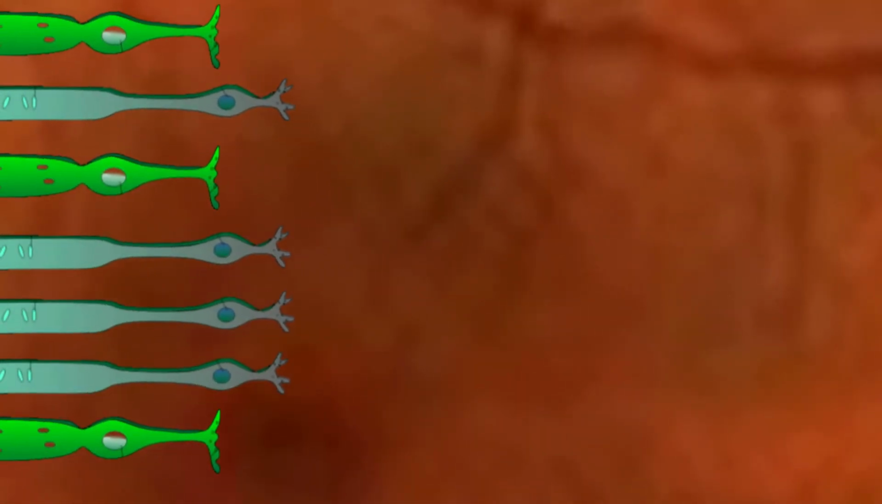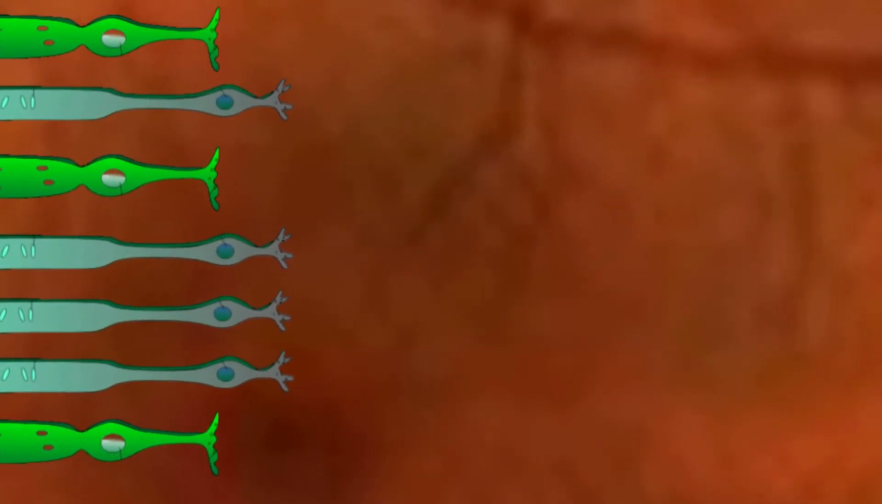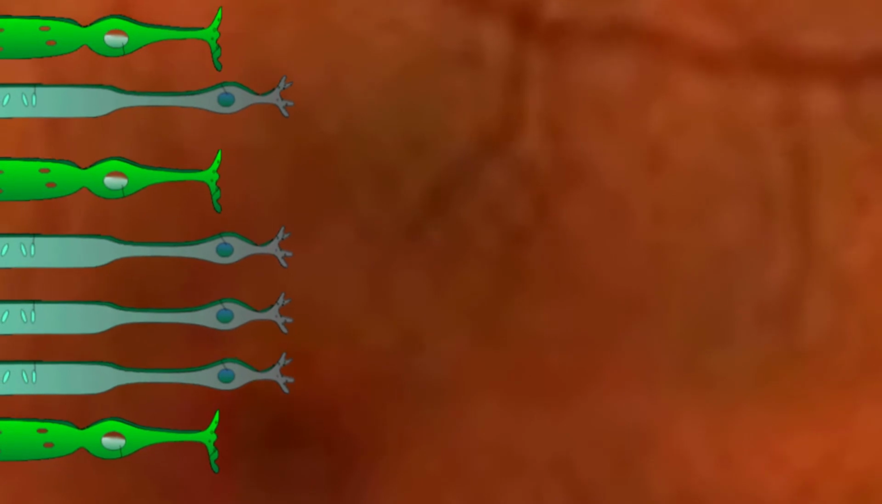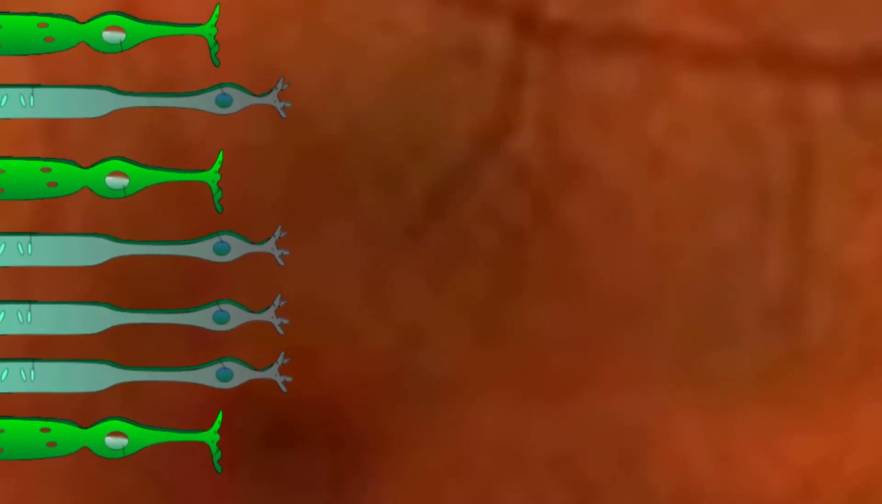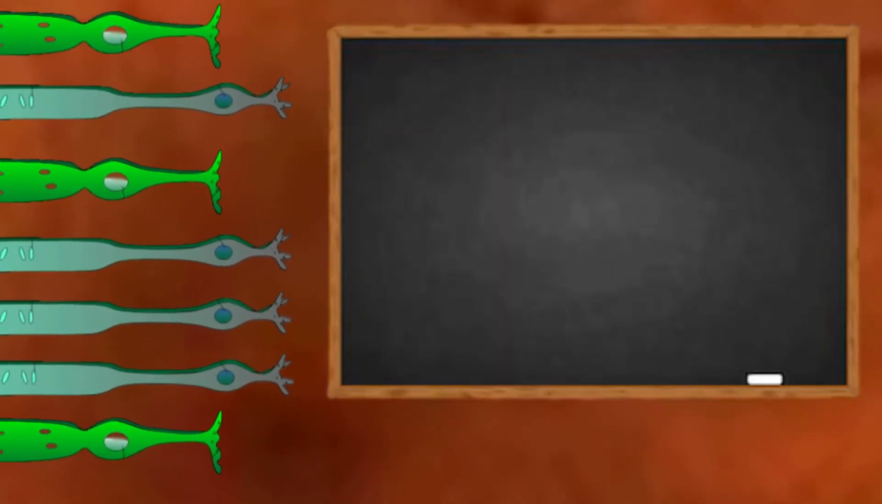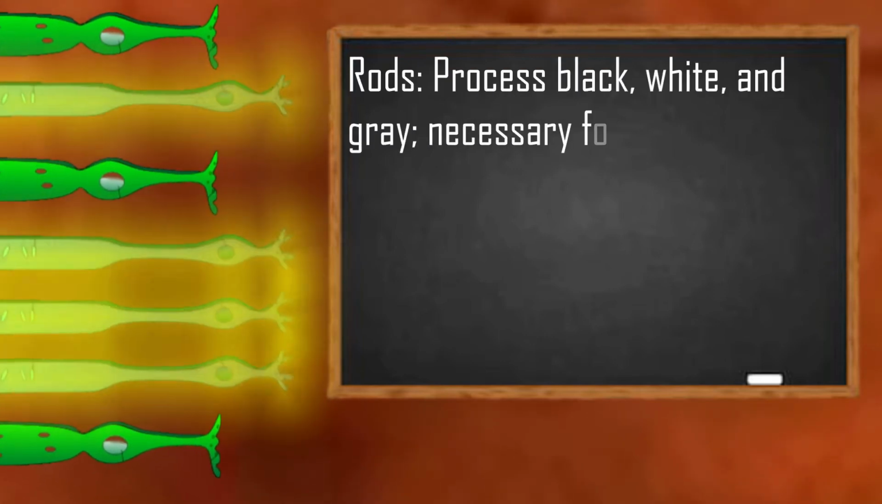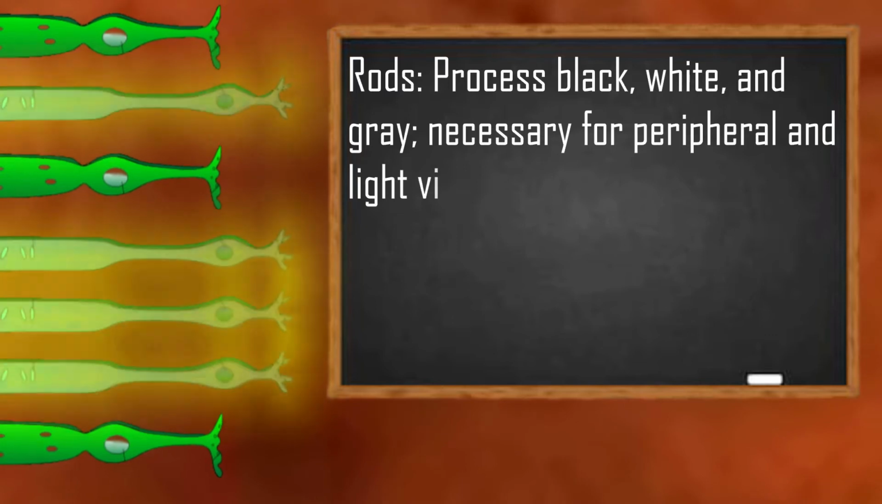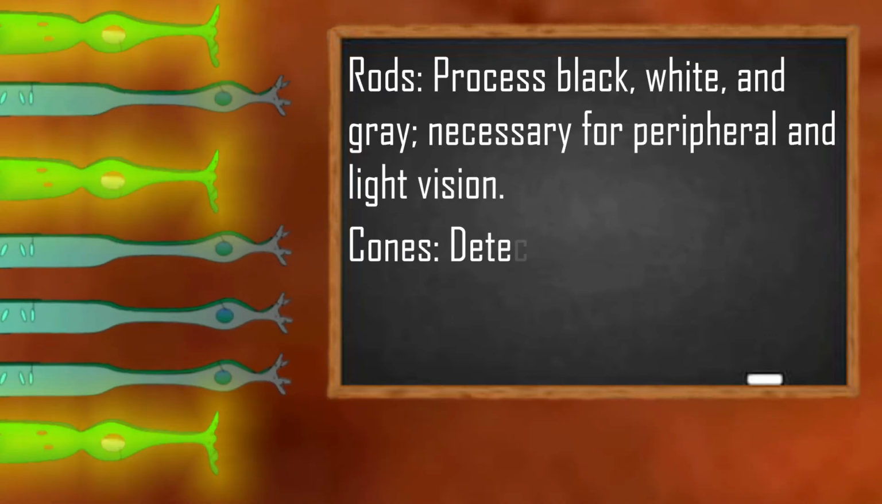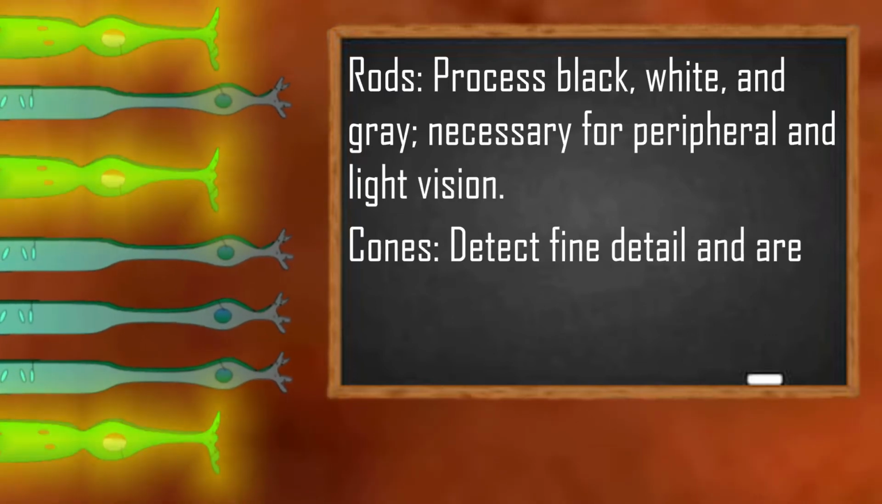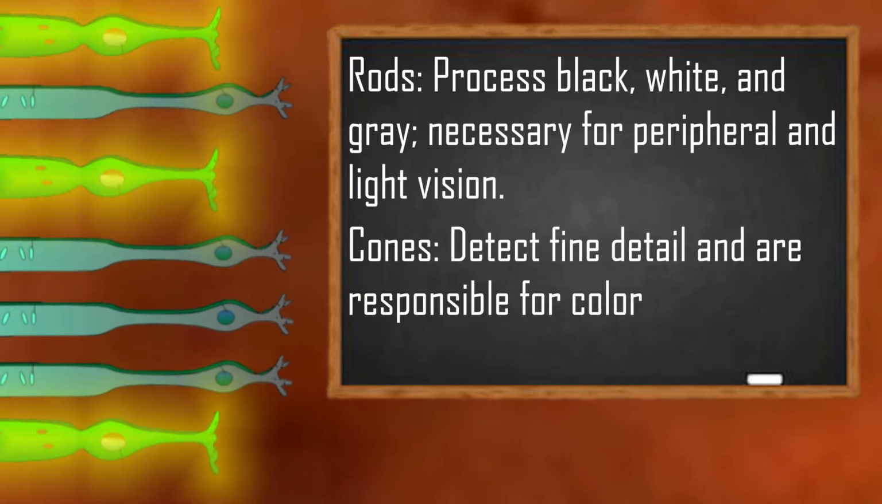These photoreceptors are going to take the light waves projected onto the retina and transduce them into a message that the brain can understand. We have two different types of photoreceptors that help us sense color. Rods are tall, thin photoreceptors that are responsible for detecting black, white, and gray, and are necessary for peripheral and low-light vision. Cones are going to be shorter, rounded photoreceptors that detect fine detail and are responsible for color vision.